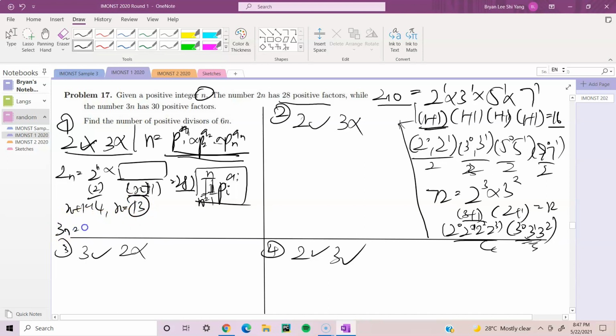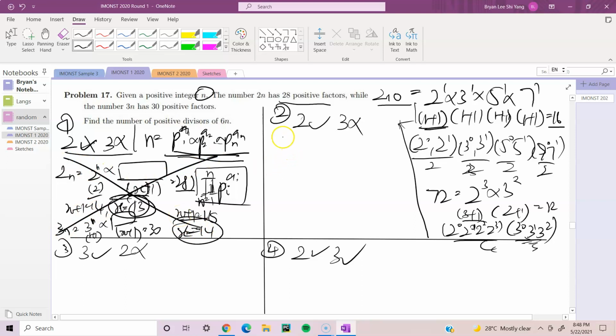But then we see 3n, which is 3 to the power of 1 times this whole thing. So 1 plus 1 is 2. And then we see x plus 1 equals 30. So 2 times x plus 1 equals 30. And then we have x plus 1 equals 15, x equals 14. So we see that n has 14 factors and n has 13 factors. No. The number of factors for n is both 13 and 14. This cannot happen at the same time. So the first case, we no longer need to consider.